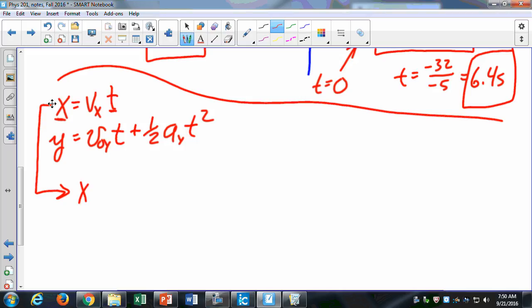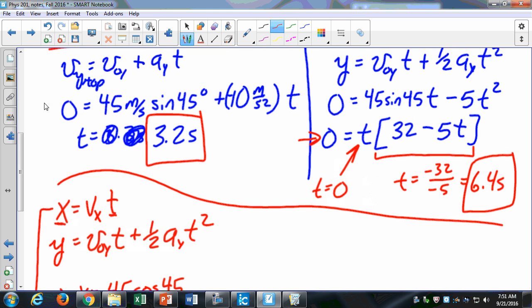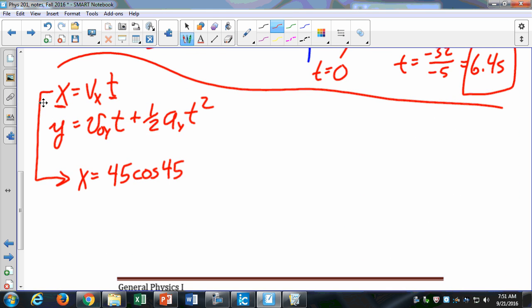I can say x is equal to 45 cosine of 45 times t. Which t do I use? I have two times. I have 3.2 and 6.4. Are you sure? Yeah, you're right. It is 6.4, because at 6.4 seconds, that's when he's over here, and that's what I want to know the x position of. So I say times 6.4 seconds.